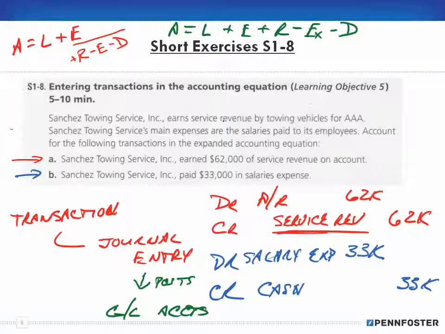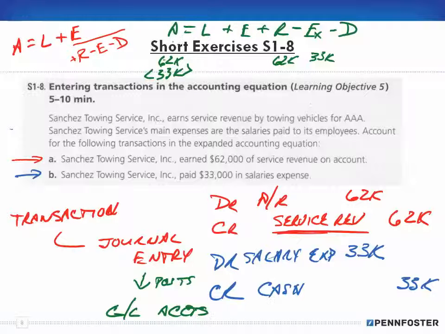So I have an accounts receivable for 62,000. That's an asset, so I have 62,000 under the asset because it's an increase as a debit. And I have a credit to service revenue, so underneath revenue I have 62,000. Then I have a debit to salary expense for 33,000, so that goes under expense. And then I have again a credit to cash for 33,000. Now this credit to cash is a negative 33,000.